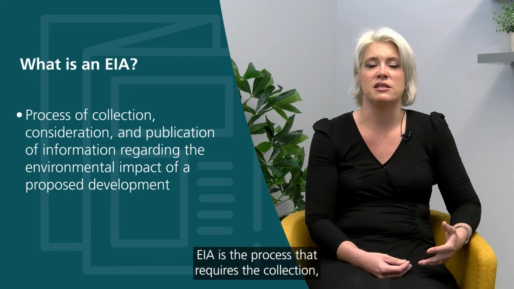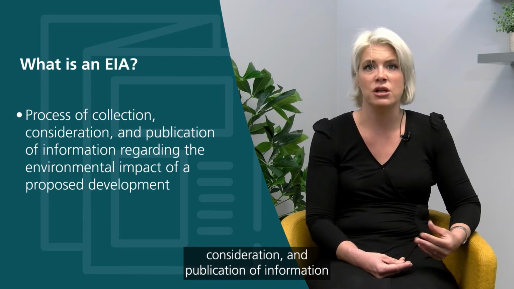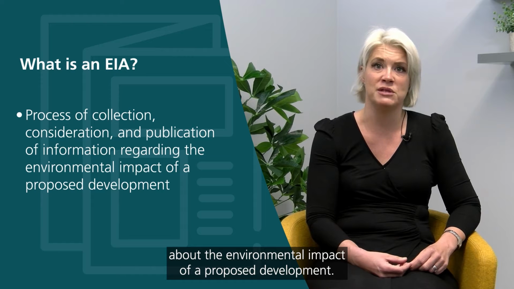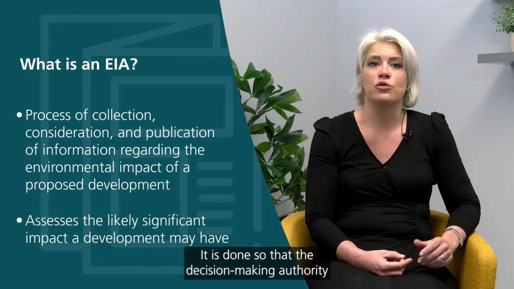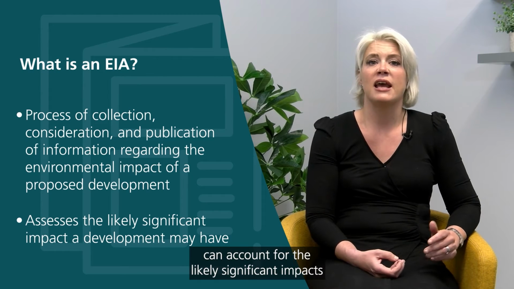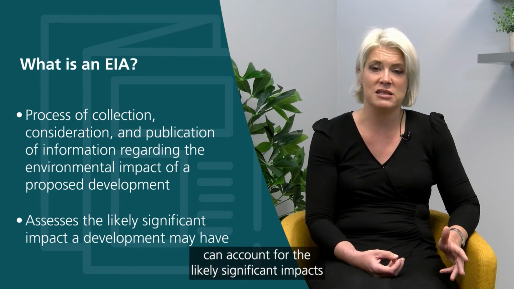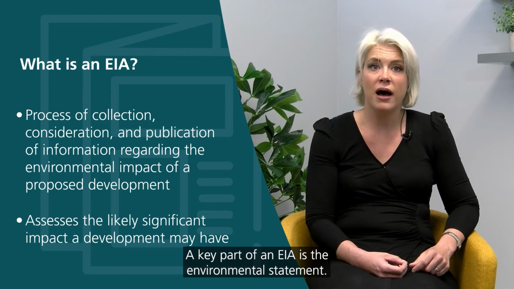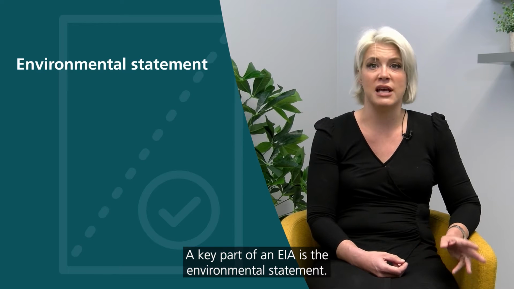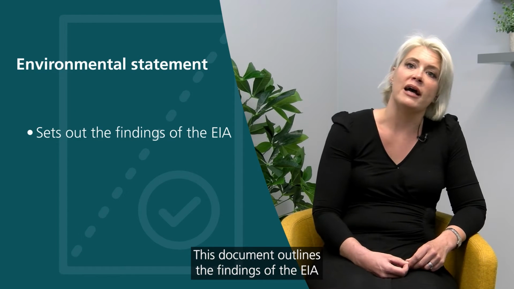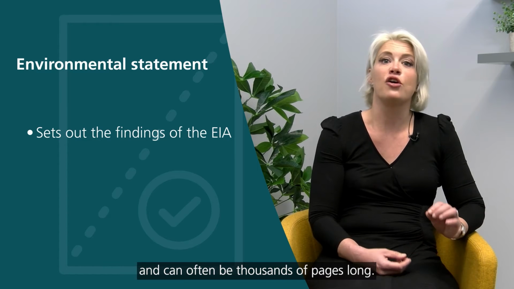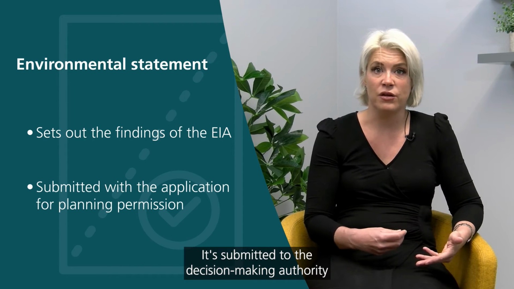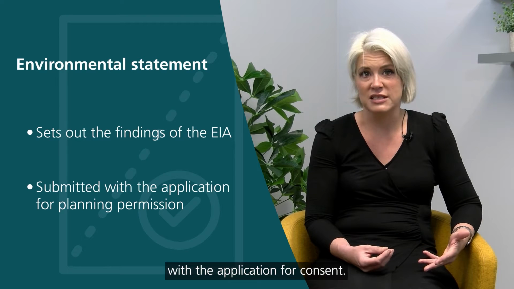EIA is the process that requires the collection, consideration and publication of information about the environmental impact of a proposed development. It is done so that the decision-making authority can account for the likely significant impact developments may have before granting a consent. A key part of an EIA is the environmental statement. This document outlines the findings of the EIA and can often be thousands of pages long. It's submitted to the decision-making authority with the application for consent.